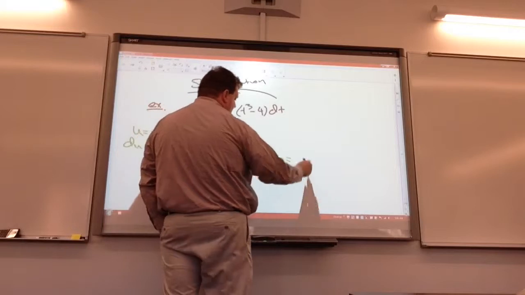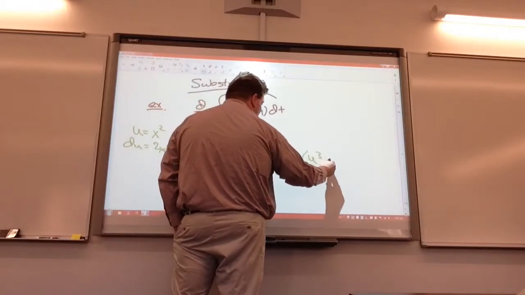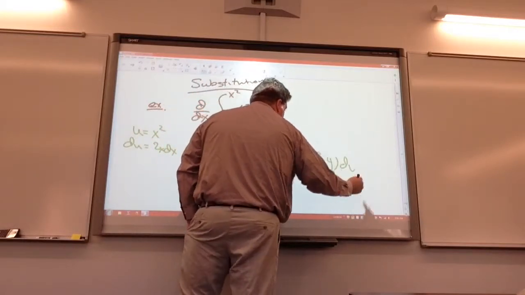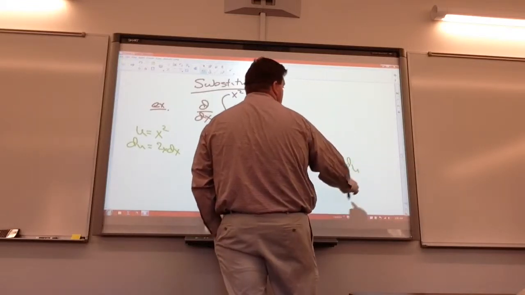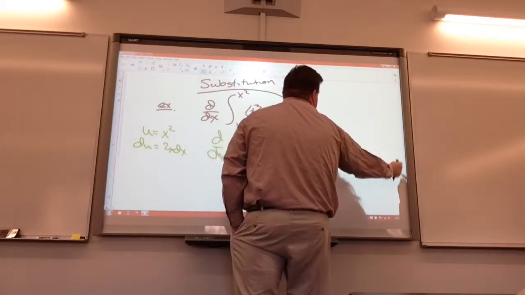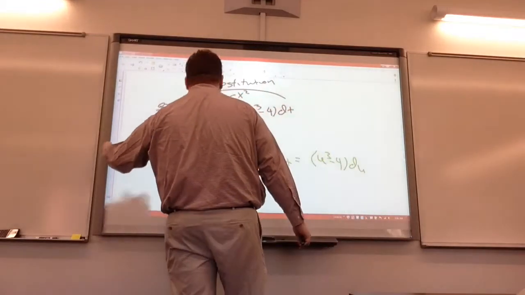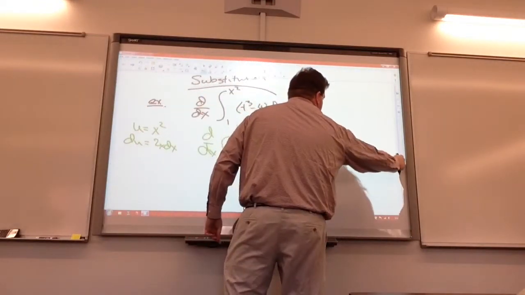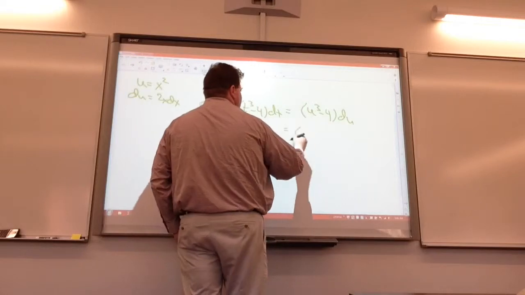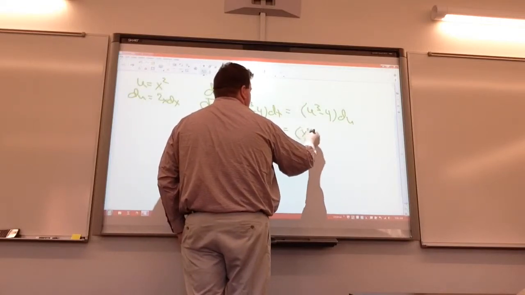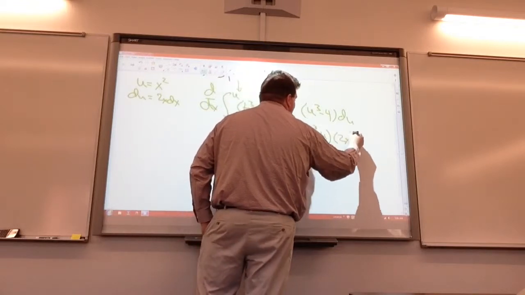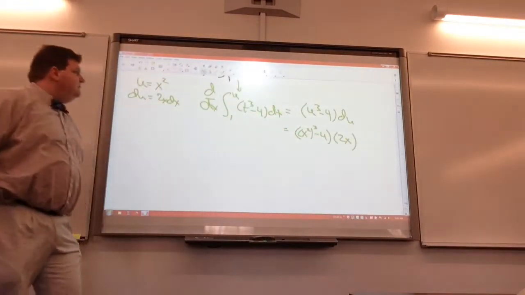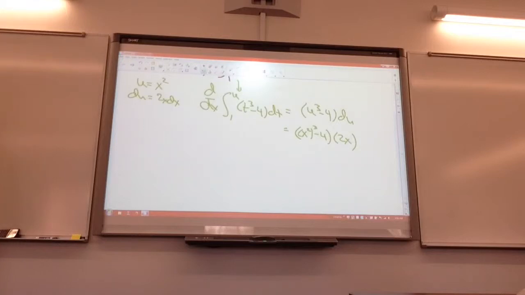And so we would end up with this now with the u in place. Use the theorem to come out correctly. We get u cubed minus 4 du, which when we stick our x's in gives us x squared cubed minus 4 times 2x, leaving us with our answer that way.